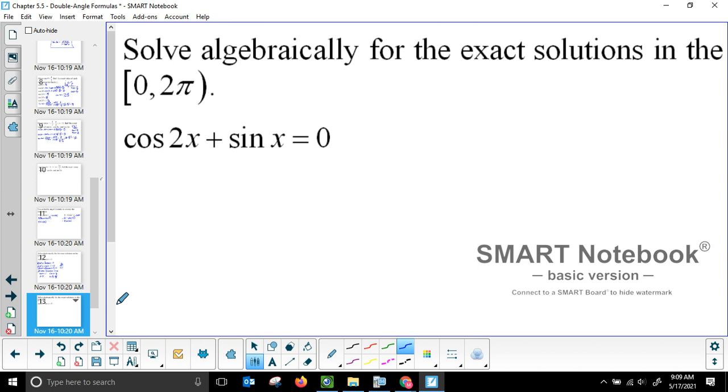All right, try this one. Now, are we going to use the same double angle formula for cosine here? No, we want to use the one that only has sine in it. So the one that's 1 minus 2 sine squared x.